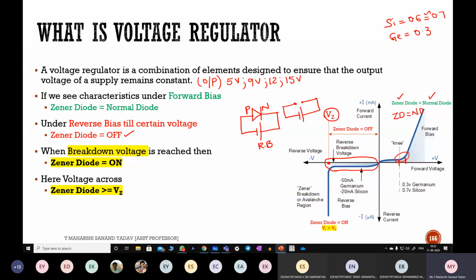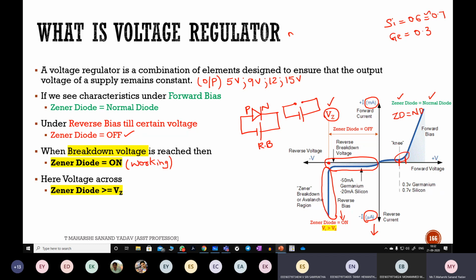Now you see this point which I have highlighted. When breakdown voltage is reached, then Zener diode is on. I mean it starts working only in breakdown region. So that breakdown region is something, it will be like this. So once this breakdown voltage VZ is reached, the current starts increasing. You can see it here. See, this is the direction of current within this axis. So it starts increasing. And one more important thing to notice, what is milliampere and what is microampere?